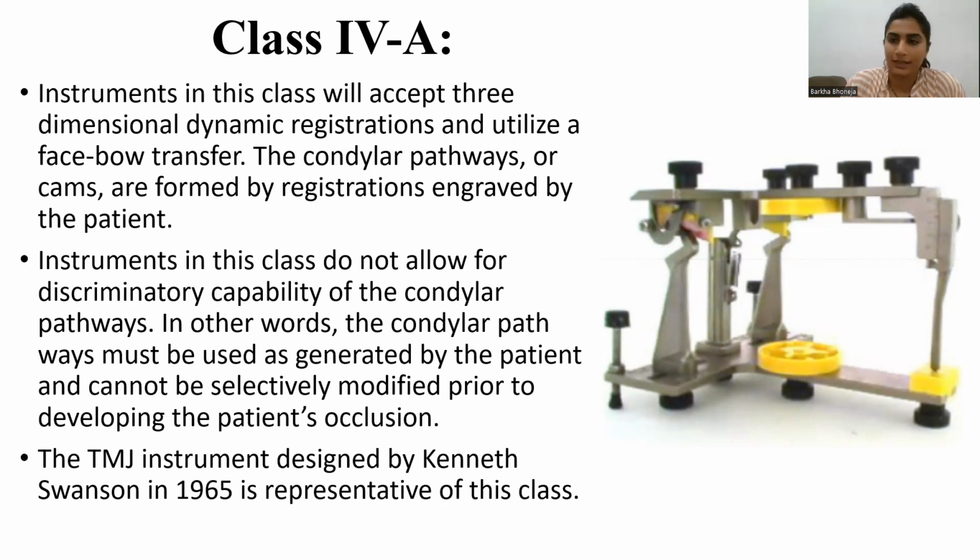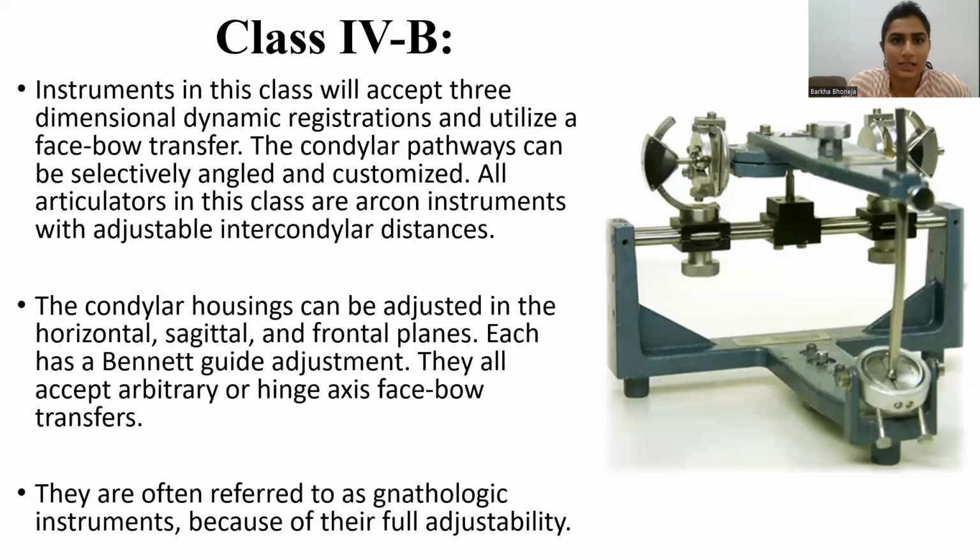Instruments in this class do not allow for discriminatory capability of the condylar part. That is, it is set by the average values. In other words, the condylar pathways must be used as generated by the patients and cannot be selectively modified prior to developing the patient's occlusion. That is, these condylar paths are already set into the articulator, right? So the ways must be used as generated and cannot be modified. You can modify it a little bit around the patient's occlusion, but you cannot change it. The TMG instrument designed by Kenneth Swanson in 1965 is representative of this class.